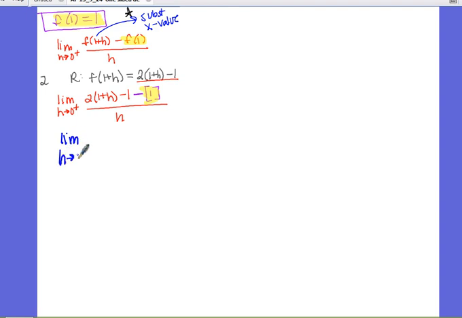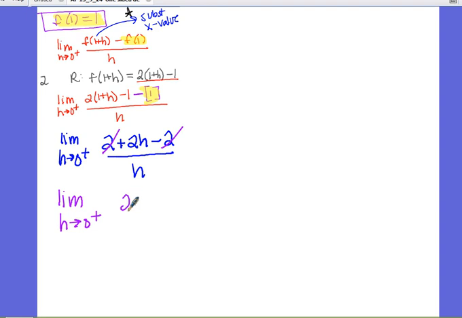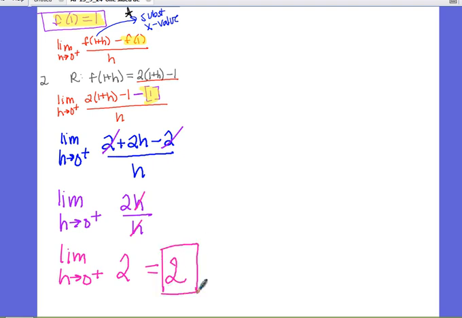So the limit as h goes to 0 from the right hand side, we distribute the 2 plus 2h, minus 1 is minus 2, all over h. Like I said, this one's a little bit simpler. The 2's will cancel. You get the limit as h goes to 0 from the right hand side of 2h over h. Remember I said you simplify completely before you attempt to do the limit. And so now I'm finding the limit as h goes to 0 from the right hand side of 2. The limit of a constant number is itself, so the right side limit is 2.